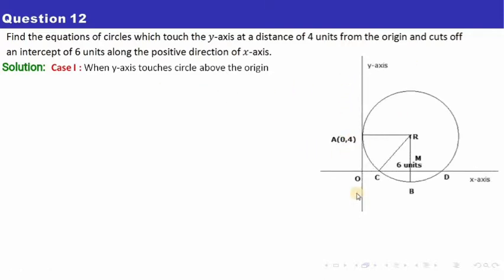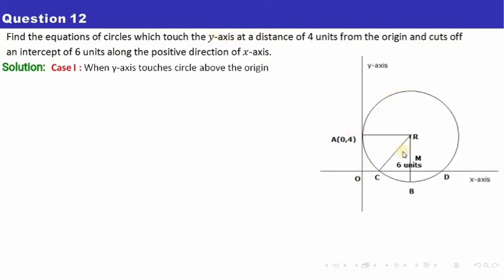So there is the x-axis and y-axis out here, and you see that this y-axis is acting like a tangent. That means this y-axis touches the circle above the x-axis or above the origin. So this is one case. Another case you will do by yourself, where this y-axis touches the circle below the origin, so your circle lies somewhere over there. That case you will do by yourself.